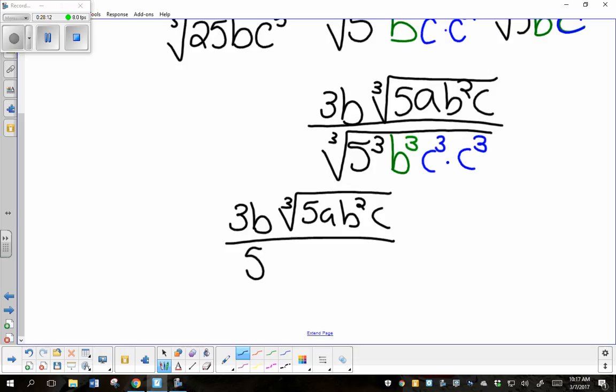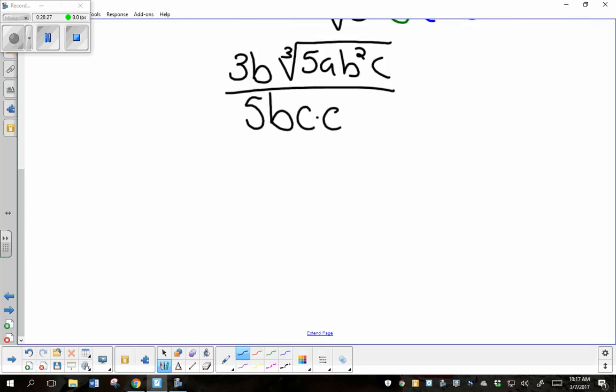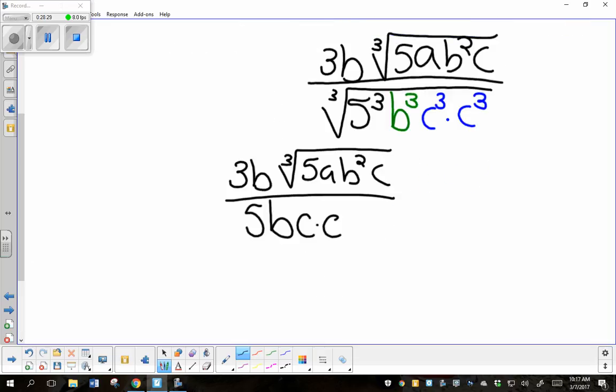This b is coming out, right? Because b to the 3/3 is just a b. This c is coming out. This c also gets to come out. This is a long problem, I know.